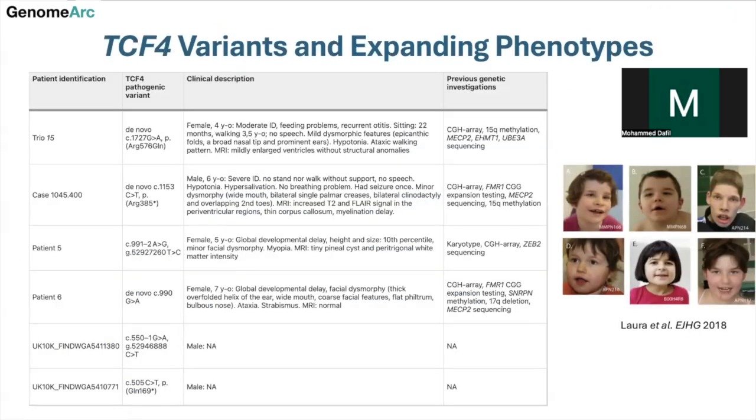So for TCF4, there are cases accumulating with different types of variants. We have observed in the literature there are 6 cases being reported. Out of these 6 cases, we found 3 of these variants are de novo. And interestingly, even though our case is female, this condition is not exclusive to females. We saw out of these 6 cases, 3 are female and 3 are male.